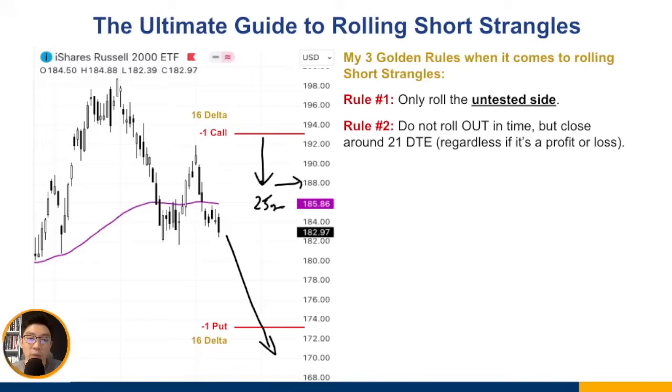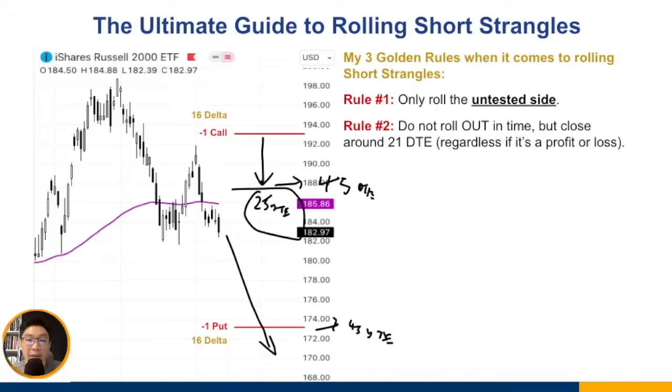What they will do is roll down, and at the same time roll out as well. So maybe they roll out to the next 45 DTE, and for the bottom one as well, they will also roll this to 45 DTE. Like this, overall, you actually get much more credit than if you were to just roll down by itself. The reason I do not actually do this is because when you roll out to a further time, yes, you get more credit, but it's essentially the same as putting on a new position altogether.